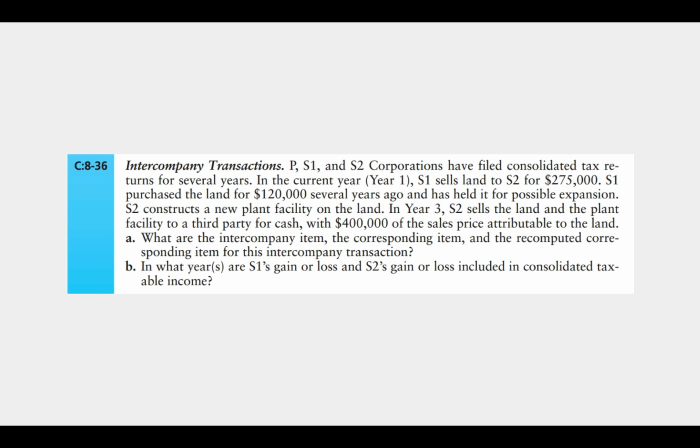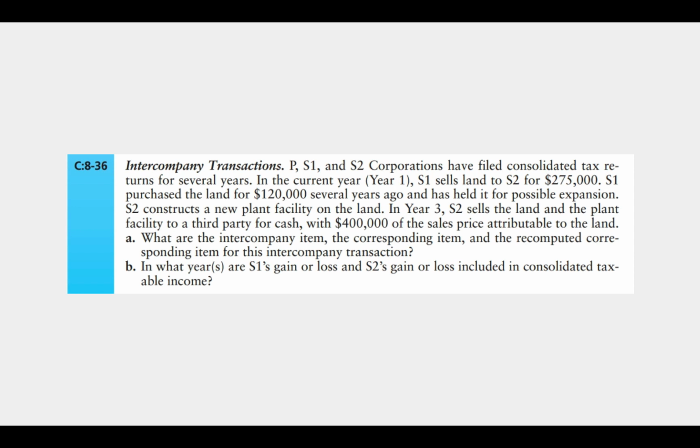So in problem 36, we have P, S1, and S2 corporations that have filed consolidated tax returns for several years. In the current year, year 1, S1 sells land to S2 for $275,000. S1 purchased the land for $120,000 several years ago and has held it for possible expansion. S2 constructs a new plant facility on the land. In year 3, S2 sells the land and the plant facility to a third party for cash, with $400,000 of the sales price attributable to the land.